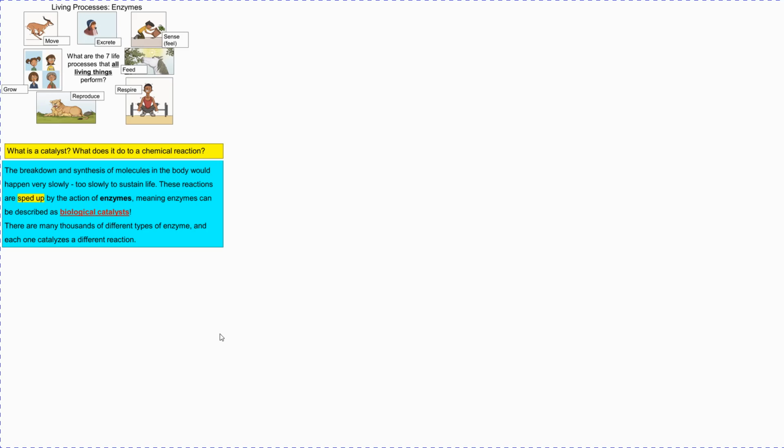Okay, so enzymes are biological catalysts because they're made inside living things. So the catalyst part, it speeds up a reaction. The biological part comes from being made inside living things.